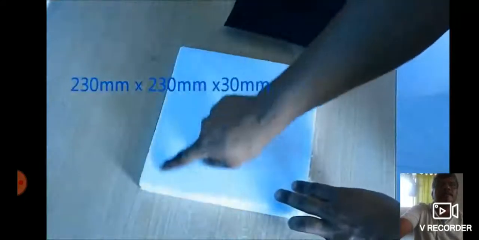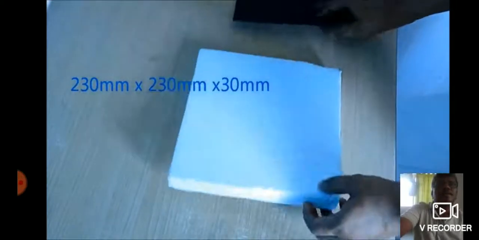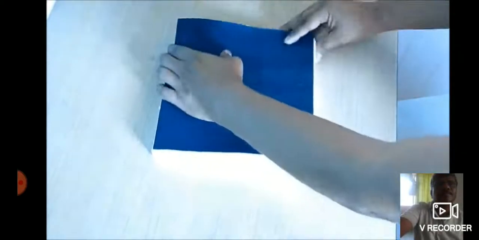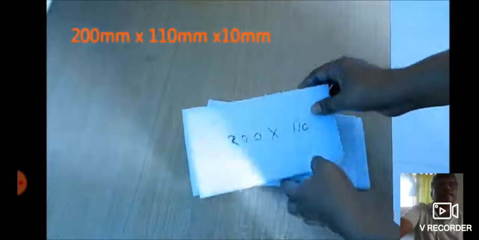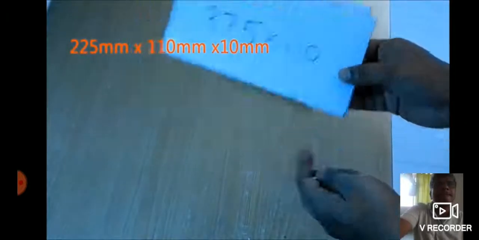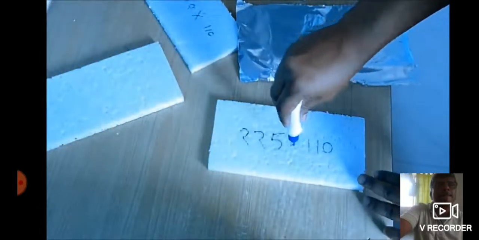Then you need a thermocol about 1 inch thick. Glue this black paper on top of this thermocol. This will be the base of the cooker. Cut 4 thermocol pieces, 2 of the same size. Each one is 1 centimeter thick. The sizes are shown on the screen.